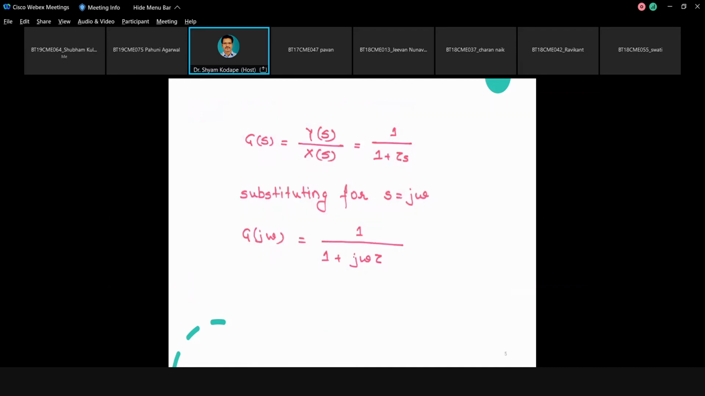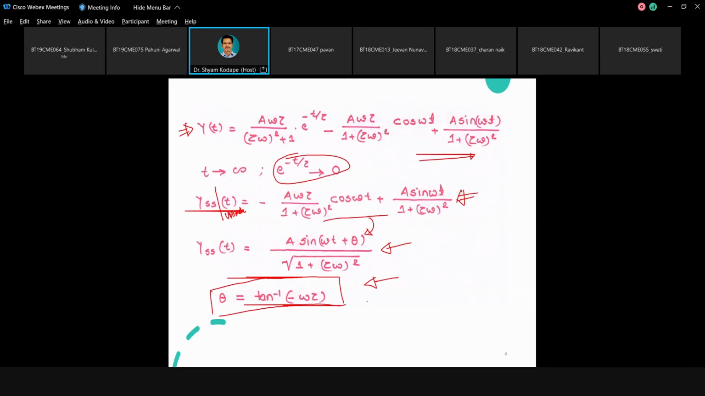Okay. In this case, what was the amplitude ratio? This is the amplitude of output. What is the amplitude of input? It was A. Right? It was A.